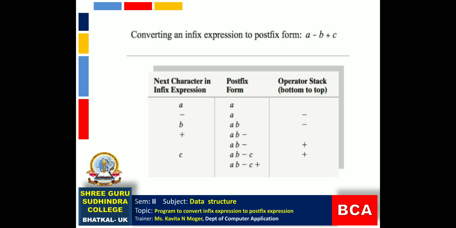So now the expression is AB minus. The next symbol is C. It is an operand. Place it onto the postfix, that is AB minus C. So we have reached the end of the expression. Whatever is there in the stack, we need to pop, that is plus. The postfix expression of A minus B plus C is AB minus C plus.